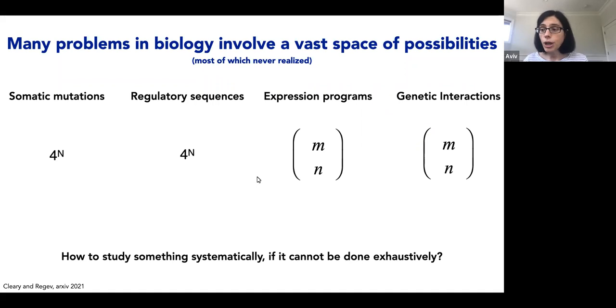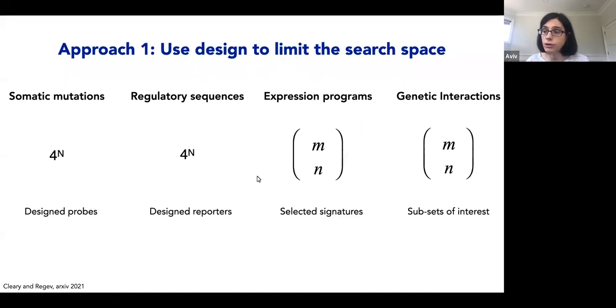Now, in many problems in biology, there's an enormous space of possibilities, even though only very few of them actually exist. These include examples like somatic mutations in cancer, regulatory sequences in promoters and enhancers, possible gene expression profiles, and what is my personal favorite, genetic interactions. In each of these cases, the number of hypothetical possibilities exceeds by many orders of magnitude what we could ever do experimentally. But we don't know upfront which options exist and which ones matter. And so how can we study something systematically if we cannot do it exhaustively?